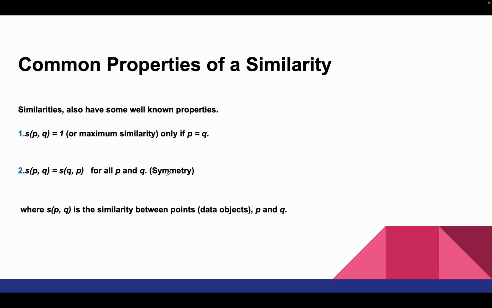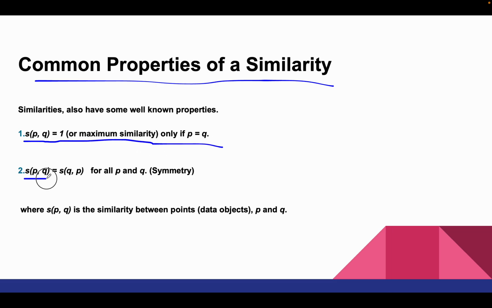Coming to my next slide, it talks about common properties of similarity. The first one is S(P,Q) equal to 1 only if P equal to Q. The next one is S(P,Q) equal to S(Q,P) for all P and Q, symmetry, where S(P,Q) is the similarity between the points P and Q.